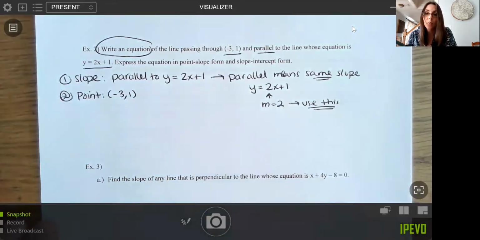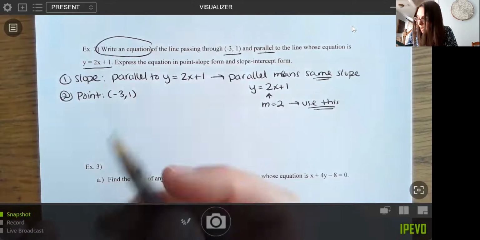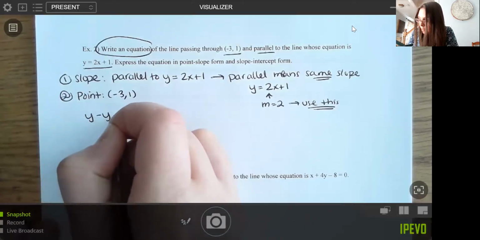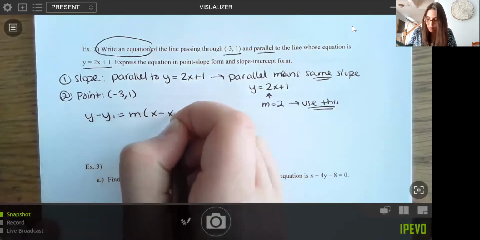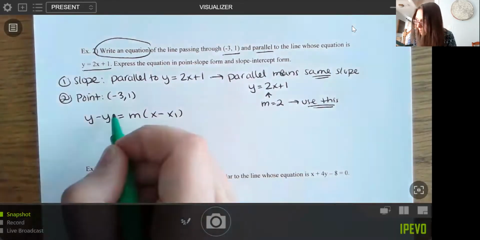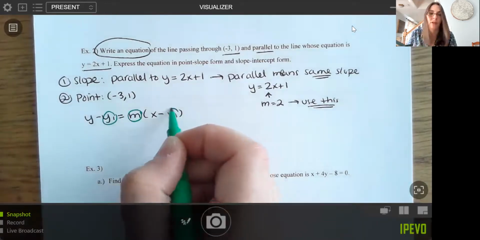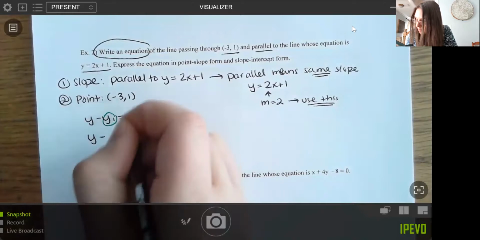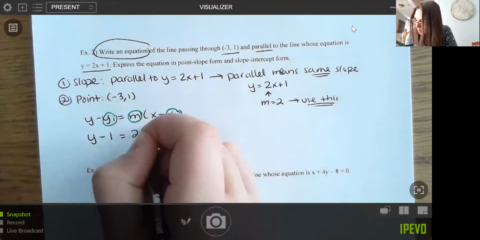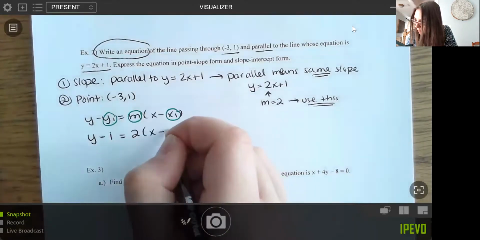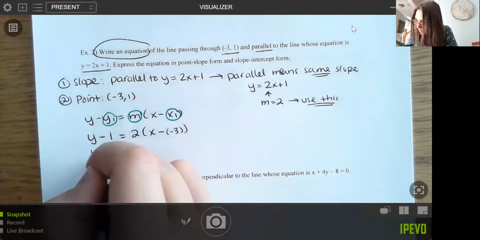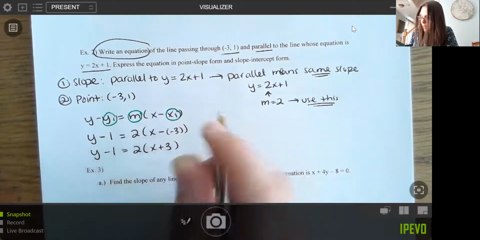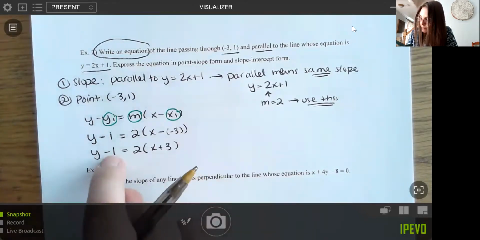So now I have a slope, and now I have a point. My point is not the y-intercept, so I have to use that y minus y1 equals m times x minus x1 form. And then I'm going to plug in my 3 values for here. So y1 is 1, my m is 2, and then my x1 is -3. My negatives here will cancel, and this is my first part. So this is that point slope form.